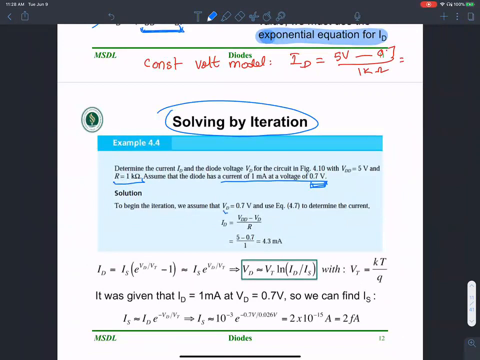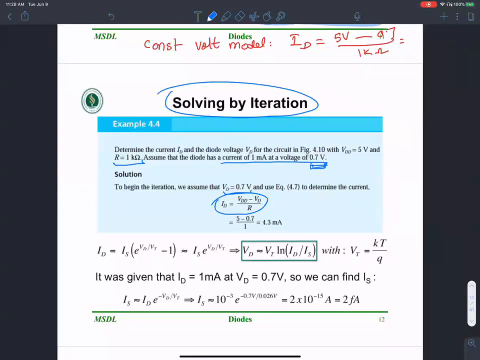So to begin the iteration, we assume VD equals 0.7 volts, and using the above equation, we define ID to be VDD minus VD over R. Then, using this as an initial guess, we go on successively improving the value of VD and ID. So we plug those numbers in and we get an expression for VD to be VT times ln of ID over IS. It was given that ID is 1 milliampere at VD equal to 0.7 volts, so we can find the value of IS. We found IS to be 2 femtoamperes.